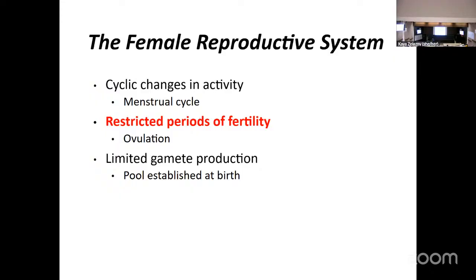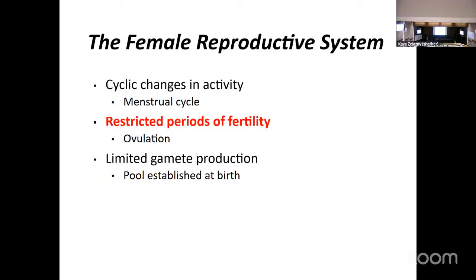Okay. So some notable features of the female reproductive system. One is that we have cyclical changes in how this reproductive system functions. So when we look at what hormones are involved and what are they doing, we're going to want to be thinking about where within the menstrual cycle are we?